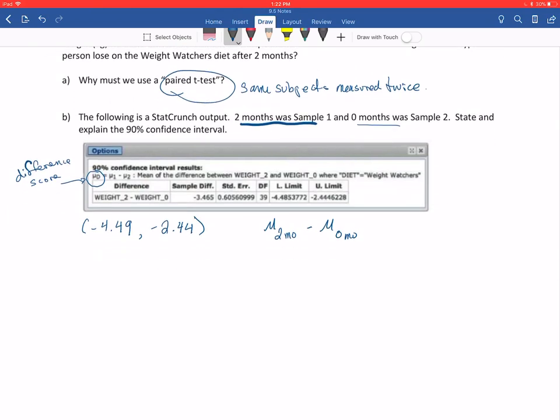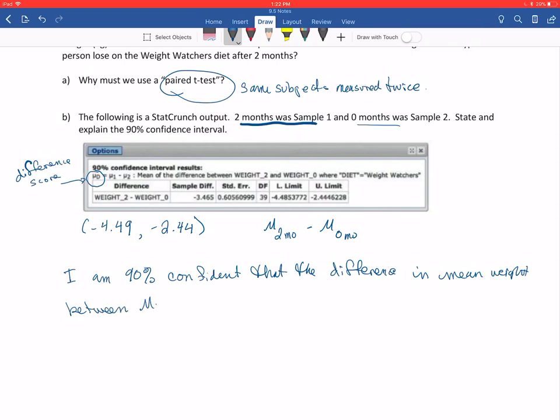So I'm going to write my sentence then. Something like, I am 90% in this case, confident that the difference in mean weight between month 2 and month 0 is between negative 4.49 pounds and negative 2.44 pounds.